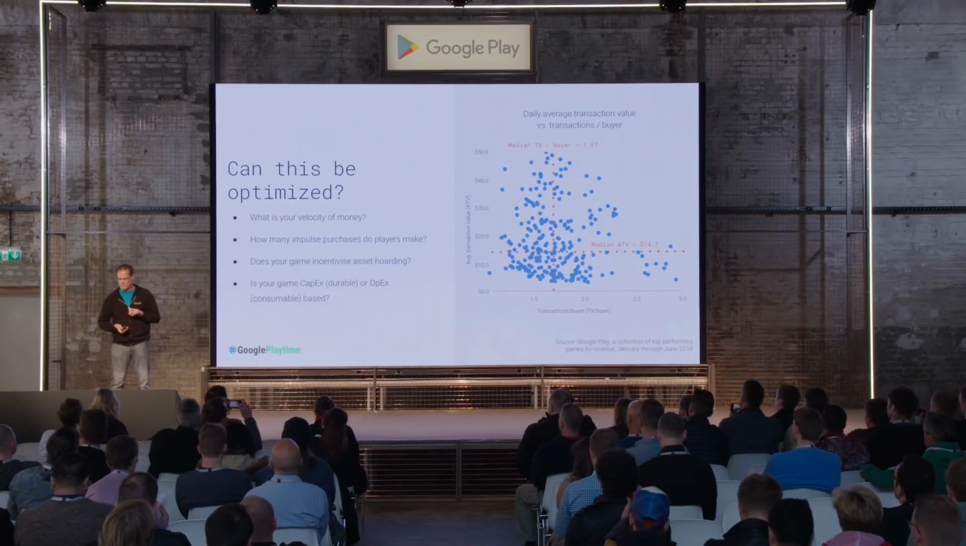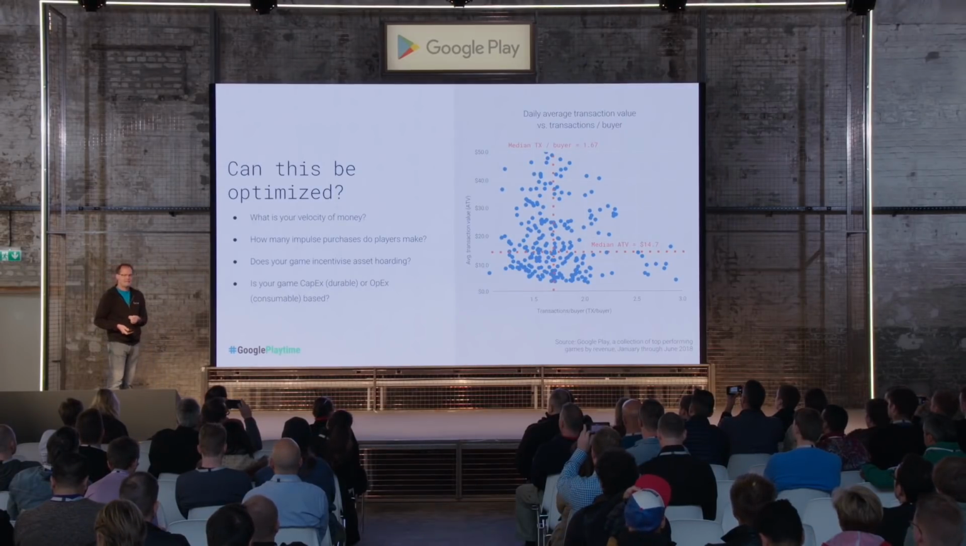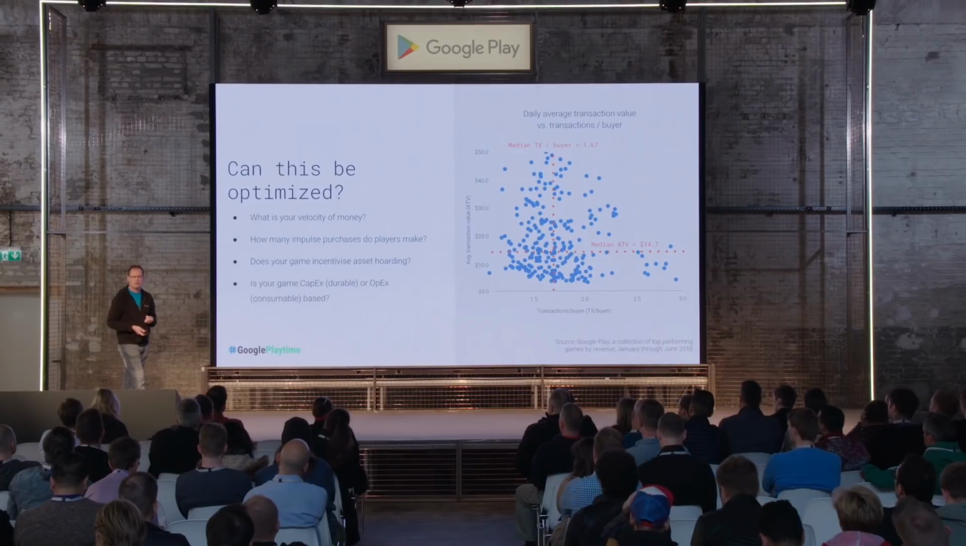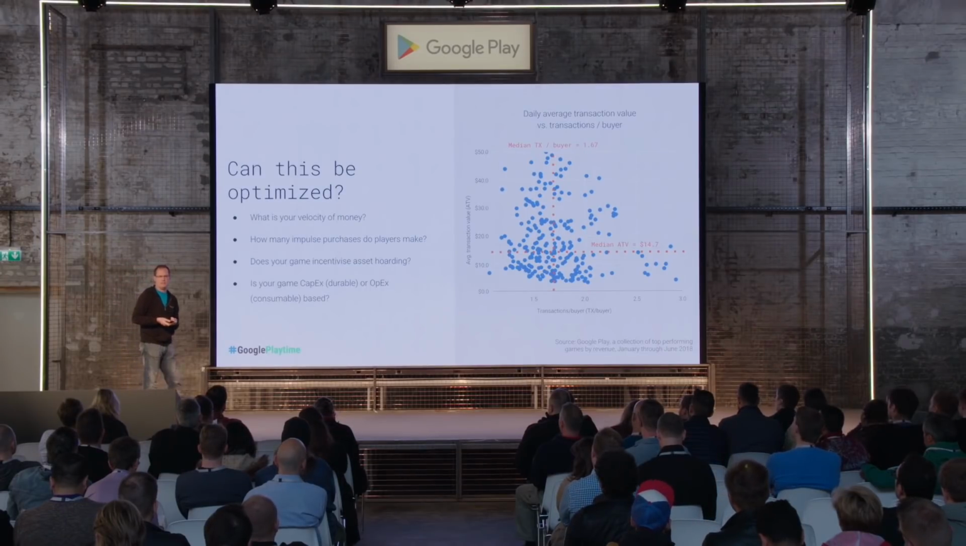Because at the end of the day, I really do think that there's some opportunities to optimize and improve this area, but it's fundamentally going to come down to you guys, the developers, because each set of games is different. And so what I encourage you to do is go back to your development teams and ask questions like, what's your velocity of money? How many impulse purchases are players making each and every day? Does your game incentivize asset hoarding? And in particular, how's your game economy designed?